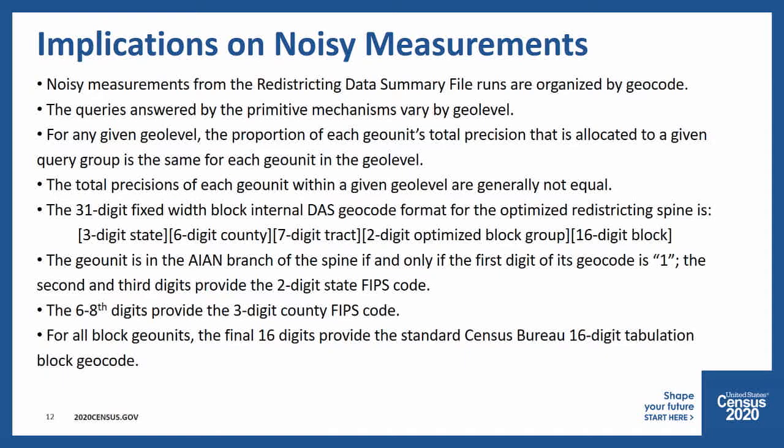So for all block GeoUnits, the final 16 digits provide the standard Census Bureau 16-digit tabulation block geocode. And that's probably more information than you need, but that was done so that we could easily convert the block GeoUnits to the standard census spine afterwards for things later on in the pipeline.